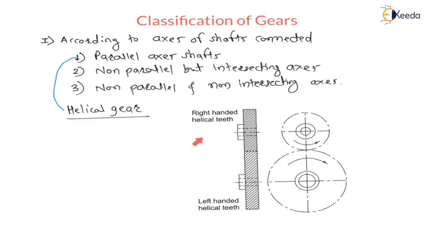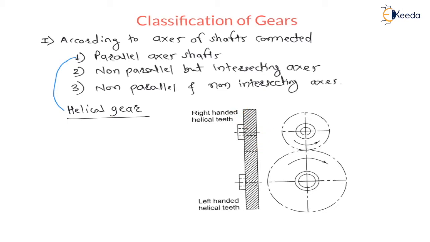And in case of spur gear, there is only radial load and axial load is zero. Now, to eliminate the problem of spur gear, that is, sudden engagement and disengagement, because of which there are impact stresses, helical gears are used.